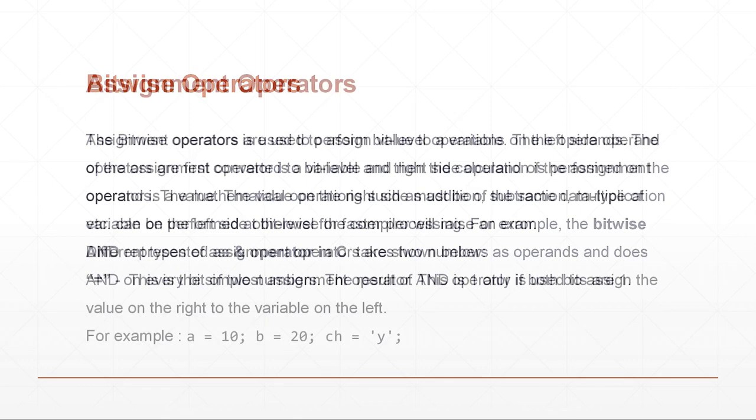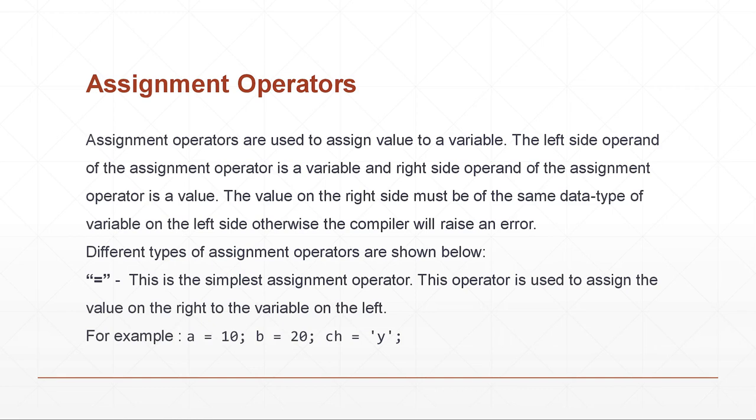Next, we have assignment operators. Assignment operators are used to assign values to a variable. The left side operand of the assignment operator is a variable and the right side operand is the value. The value on the right side must be of the same data type as the variable on the left side, otherwise the compiler will raise an error.